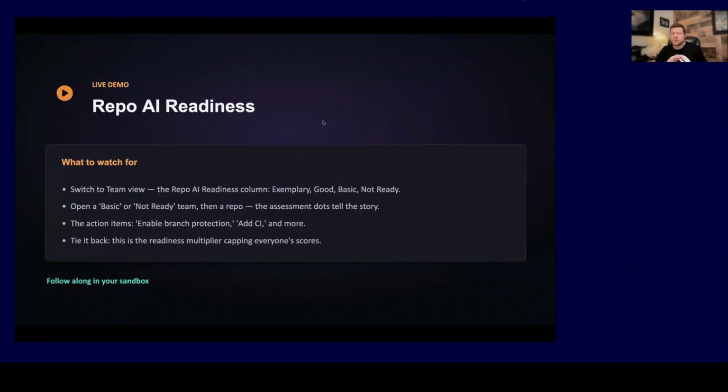Things to watch for: we're going to switch over to the team view. We'll open up basic versus not ready, and look at what actions we could potentially take, maybe enable branch protection or add CI. We'll tie it back to our readiness multiplier. So with that, Jeff, let's go ahead and jump back to you.